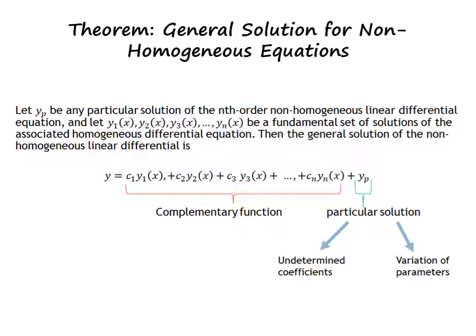Therefore, the general solution for the non-homogeneous linear differential equations with constant coefficients is given by the summation of yc and yp. There are two common methods for finding the particular solution yp. We can use either the method of undetermined coefficients or the method of variation of parameters. In this video, we will go through the first method, which is the method of undetermined coefficients.